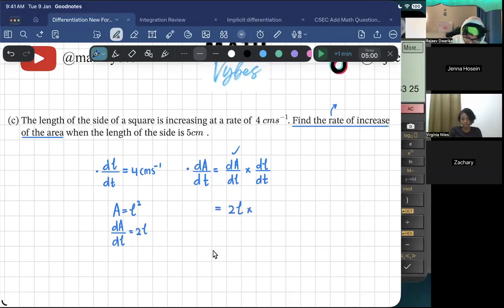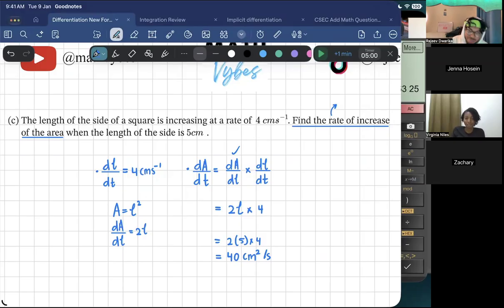And they say, and we said, yeah, by 4. And they said the length of the side is 5, so you substitute that into L, so that's 2 by 5 multiplied by 4, which is 10 by 4, which is 40 centimeters per second. Centimeters squared, right, per second. Good, that's it. And that's the answer?